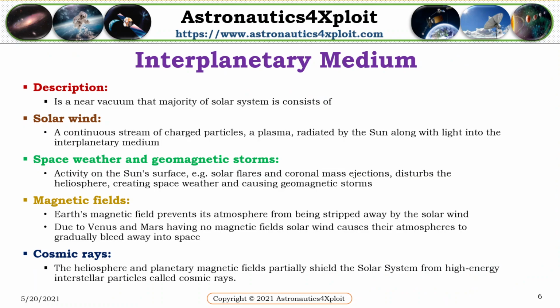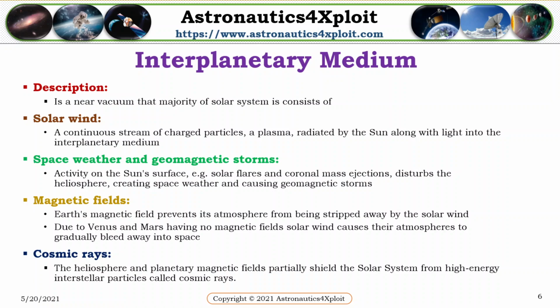Interplanetary Medium is a near vacuum that the majority of the solar system consists of. Solar wind is a continuous stream of charged particles, a plasma which is radiated by the Sun along with light into the interplanetary medium. Space weather and geomagnetic storms.